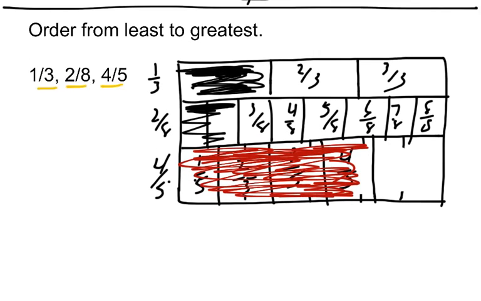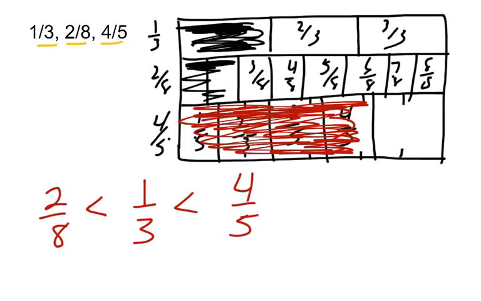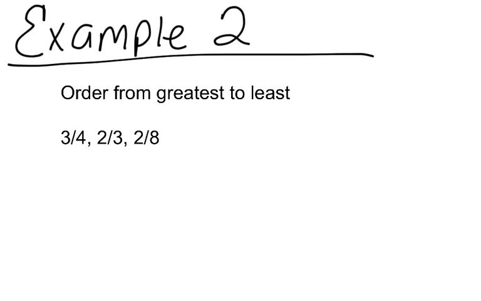So as we can see, we're trying to go from least to greatest. Well, we can see that it is going to be 2/8, which is less than 1/3, and then that is also less than 4/5. And we took those in order from least to greatest. Now let's look at one more.